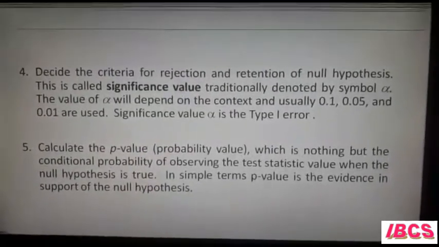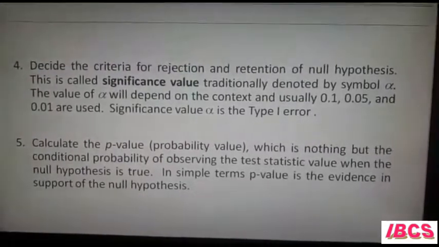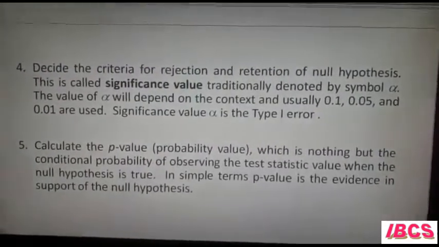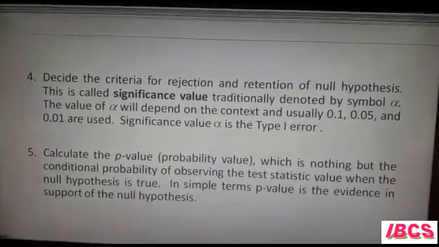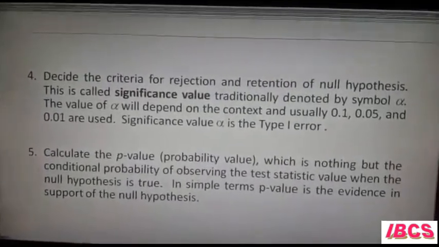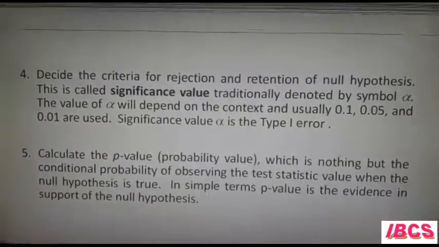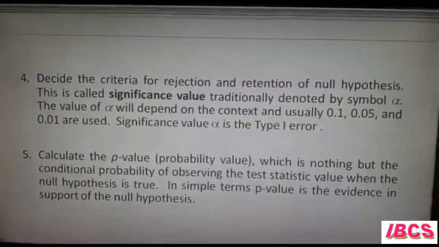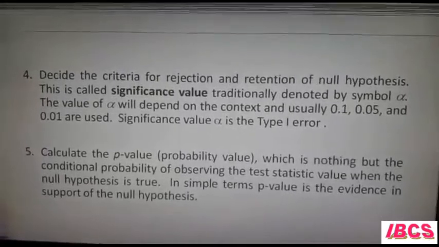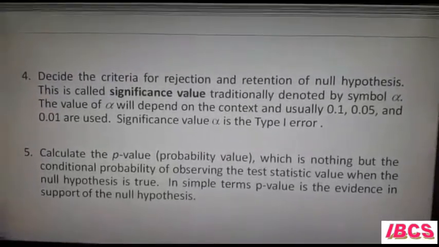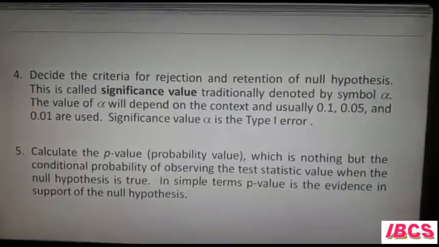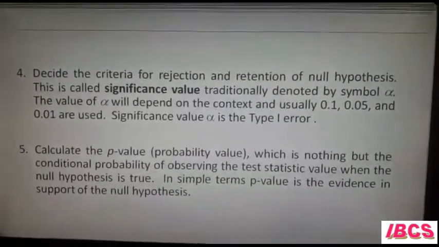Then, fourth step, you define the criteria for rejection and retention of the null hypothesis, which is denoted by alpha. The significance level may be 1%, maybe 5%, maybe 10%. The significance value alpha is the type 1 error. There are two types of error which can come out when we go for hypothesis testing, type 1 error and type 2 error.